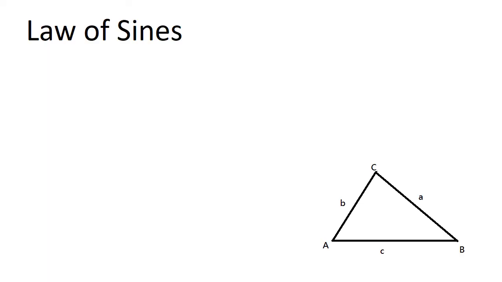The first law for triangles that we are going to discuss is the law of sines. If we have a triangle ABC with sides small letters a, b, c, and the opposite angles are angle A, B, C respectively, the law of sines states that the ratio of the side to the sine of the angle opposite to each side is equal. That is, a over sine of angle A equals side b over sine of angle B, and also equals side c over sine of angle C.